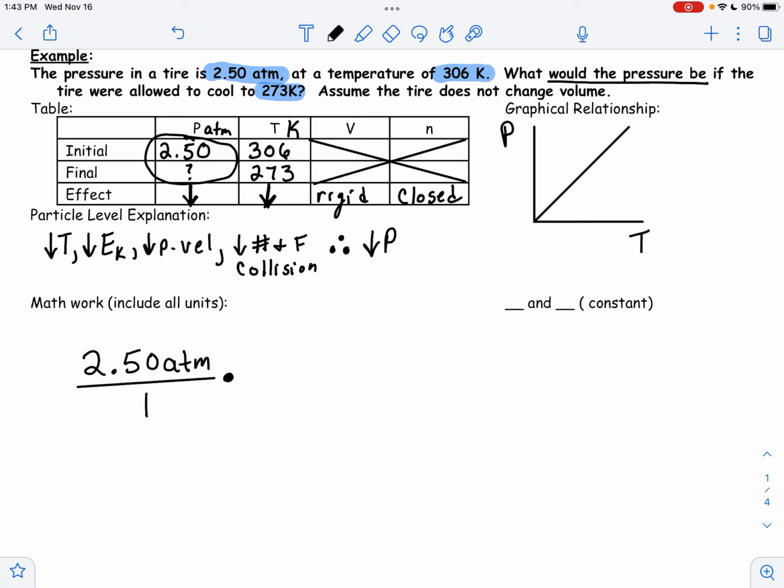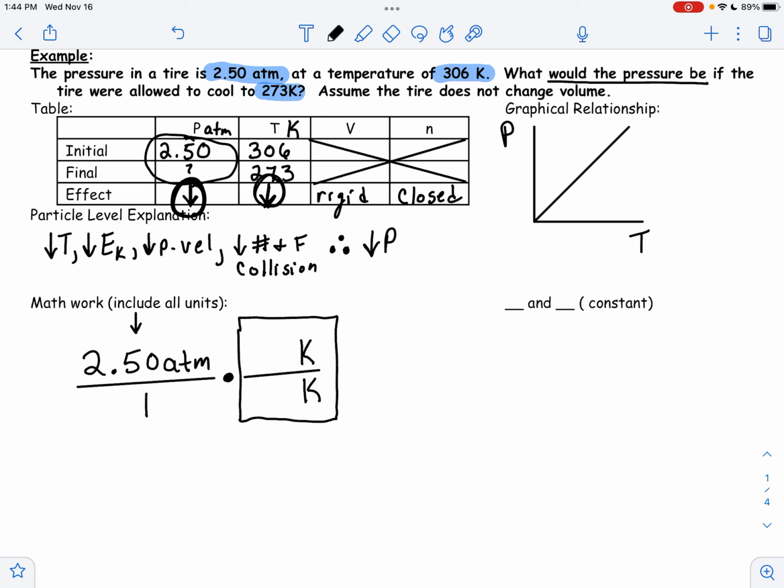So our ratio is going to be with similar units, meaning that our ratio in this case is going to be Kelvins over Kelvins. So now all we need to figure out is which one goes on top, the 306 Kelvin or the 273 Kelvin. And that's where our table comes in handy. I noticed that my temperature decreases, and so I said that when my temperature decreases, my pressure also has to decrease. So I know that this 2.50 needs to go down, it needs to decrease.